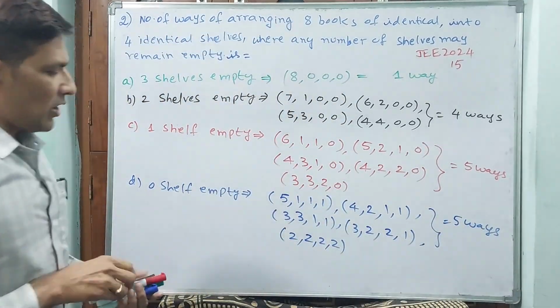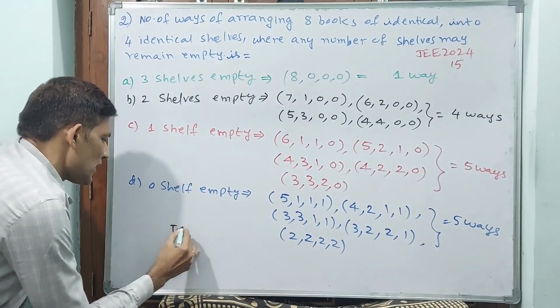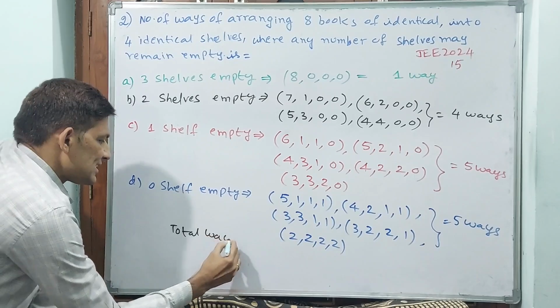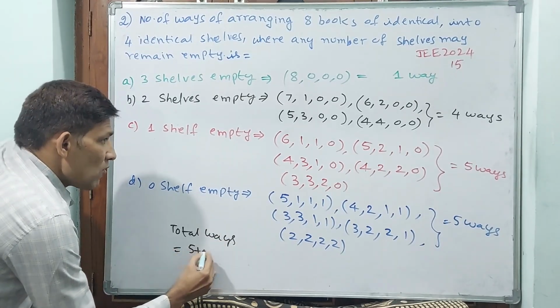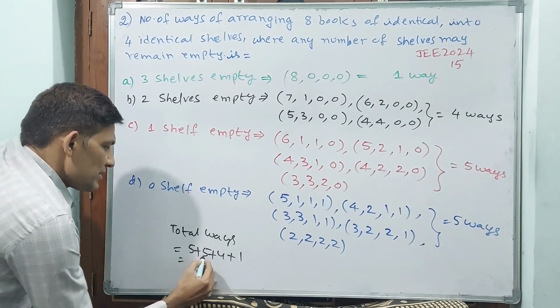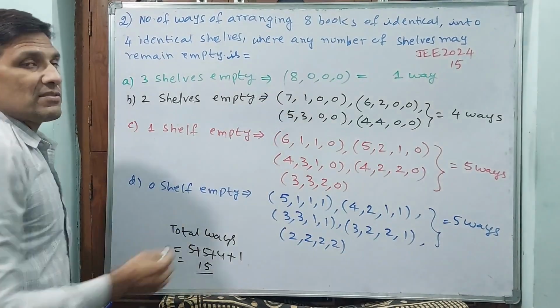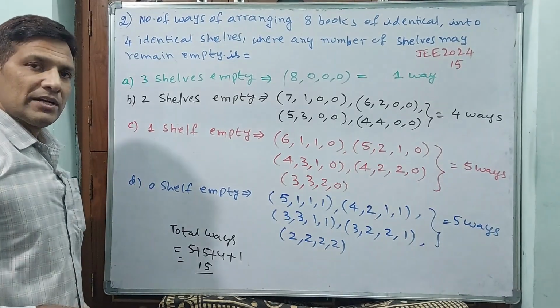Now you tell me total how many ways are there. Go from bottom. That means the total ways is equal to 5 plus 5 plus 4 plus 1. That means 10, 4, 14 plus 1, 15. 15 ways will be your answer. Okay, now let's go for next question.